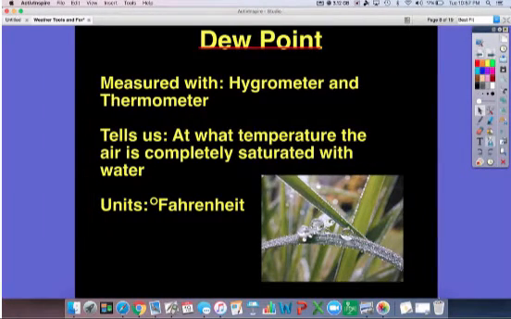Dew point is measured with a hygrometer and a thermometer, and this tells us what temperature the air is completely saturated with water. We're going to get this in degrees Fahrenheit. So if we have a really high dew point, then it's going to have to hit that higher temperature for the air to be completely saturated. If we have a very low dew point, then we have a lower threshold for the air to become saturated.